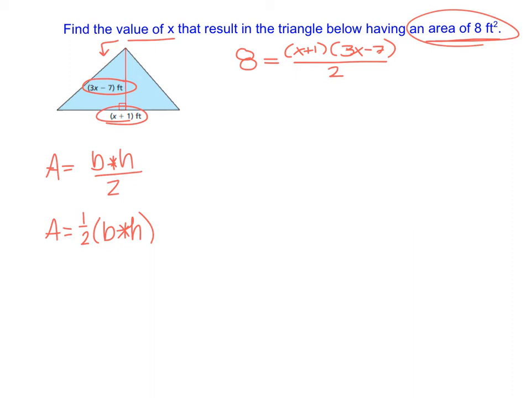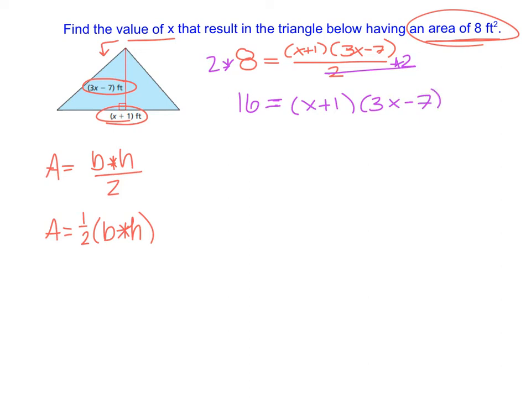Now, I don't really like this denominator down here, this big division of 2. I don't like having a fraction, so what I'm going to do is multiply both sides of this equation by 2, because that will cancel out the 2 on the right-hand side and will allow me to just have 16 equals x plus 1 times 3x minus 7.